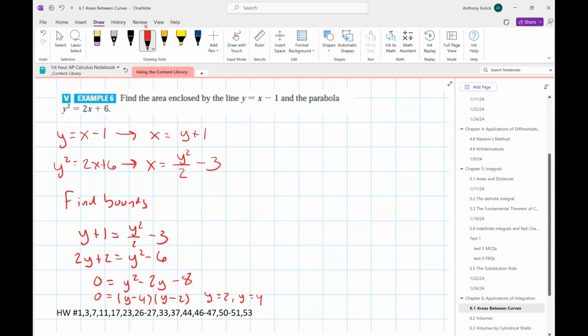And now I want to figure out which one of them is left or right, correct? So I'm just going to pick a y value between the bounds. What's our obvious choice? Yeah, hopefully 3.